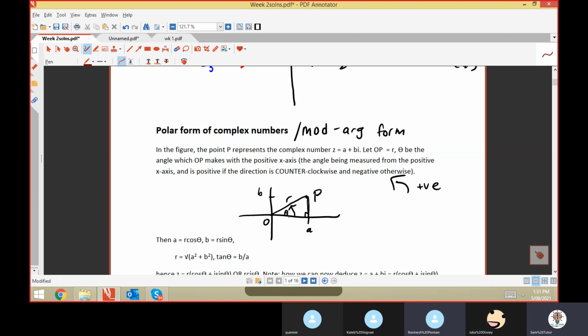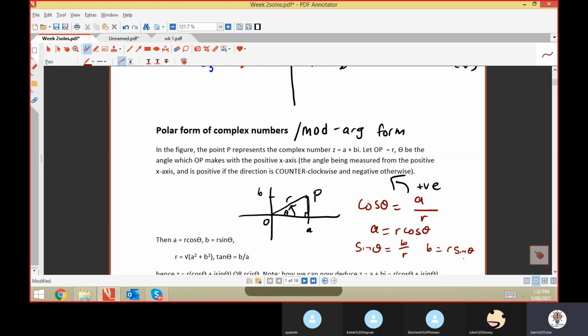So yeah, something like that. Hold on now. If I'm trying to find this length, we're going to do cosine, right? We're going to do cos theta equals A on R, which means A becomes R cos theta. And if you do the same thing, sine theta equals B on R. Therefore, B equals R sine theta.